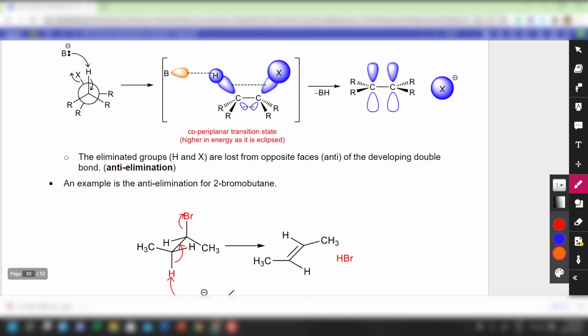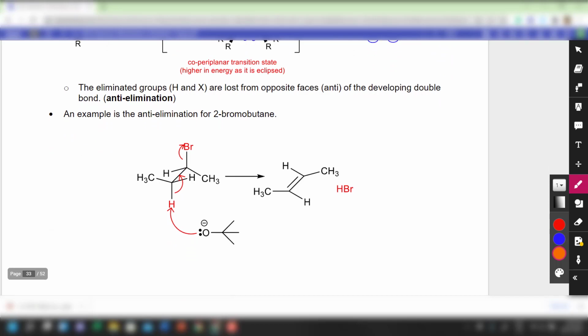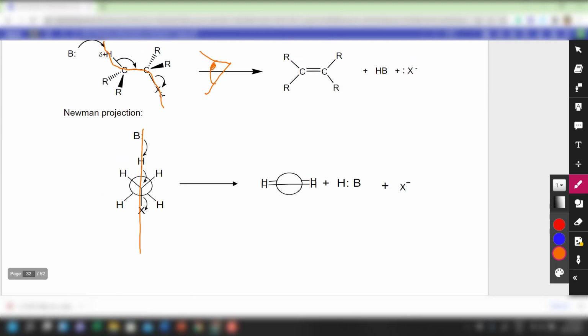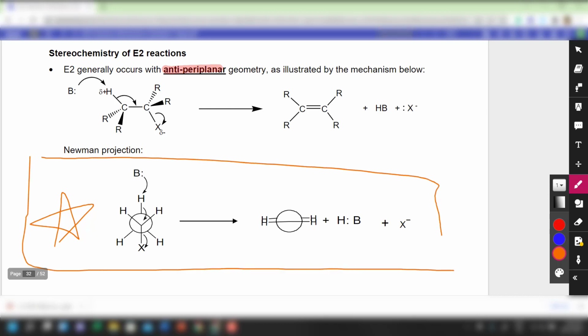Okay, so another way we call E2 is anti-elimination. This is another illustration of the anti-elimination. There are a few ways you can draw the elimination product depending on the nature of the question. One very popular way is to draw it in the Newman projection, which is shown here. You need to be able to draw it in Newman projection. This is a very popular way of asking questions in H2, so just be aware of it.